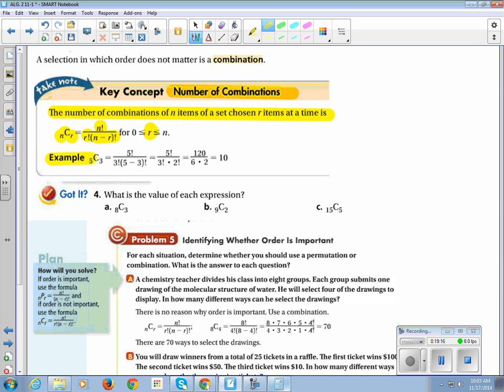So go ahead and write the example problem down too. Say I'm going to adopt kittens. There are 5 kittens that are up for adoption, but I only want to choose 3. Doesn't matter which order that I choose the 3. You're going to go 5 factorial divided by 3 factorial times 5 minus 3 factorial, which simplifies down to 5 factorial divided by 3 factorial times 2 factorial. It's 120 divided by 6 times 2, and that is 10.